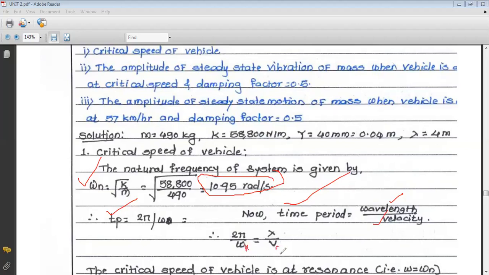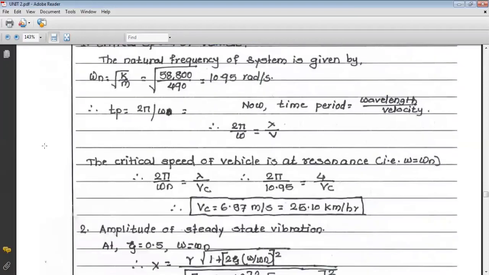Now this critical speed is when the value of omega becomes omega n, that is nothing but the resonance condition. At that time the velocity or speed of the vehicle becomes the critical speed, that is Vc. So after putting this value, if we put the value of omega n, then v becomes Vc. So 2 pi upon omega n equals lambda upon Vc.